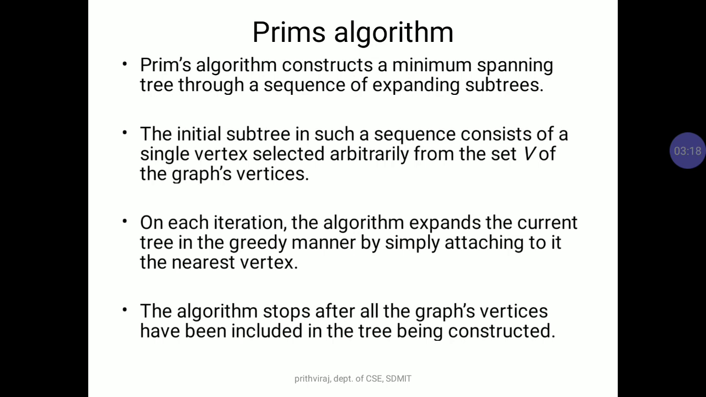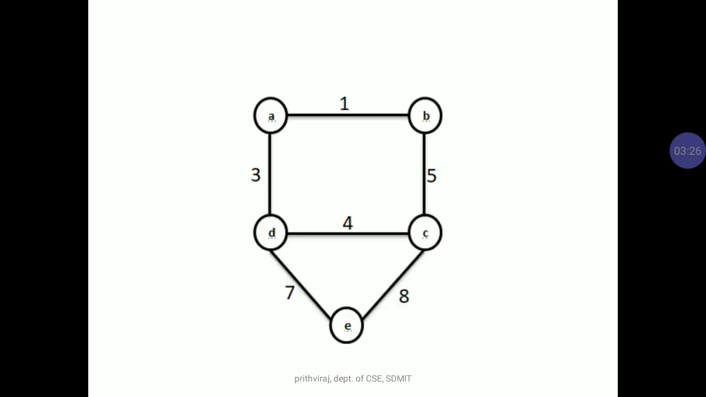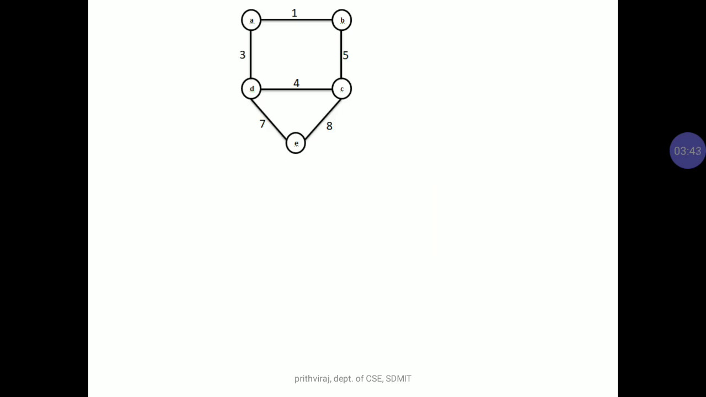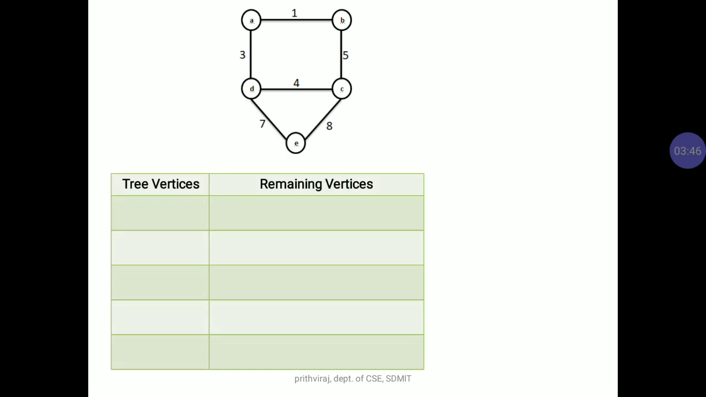These are the different steps that we need to follow while solving the problem. Let us consider one simple example. This is the given graph. For this graph, we have to identify the minimum cost spanning tree using Prim's algorithm. Let us begin with the problem. We'll take two columns. One is the tree vertices and the second column is the remaining vertices.